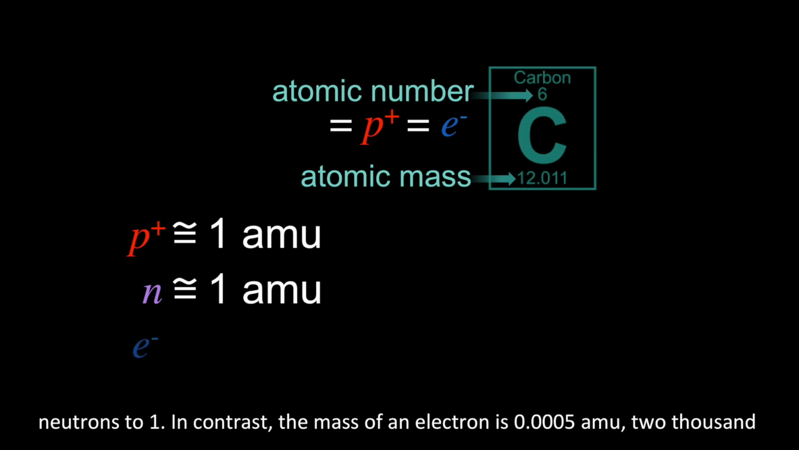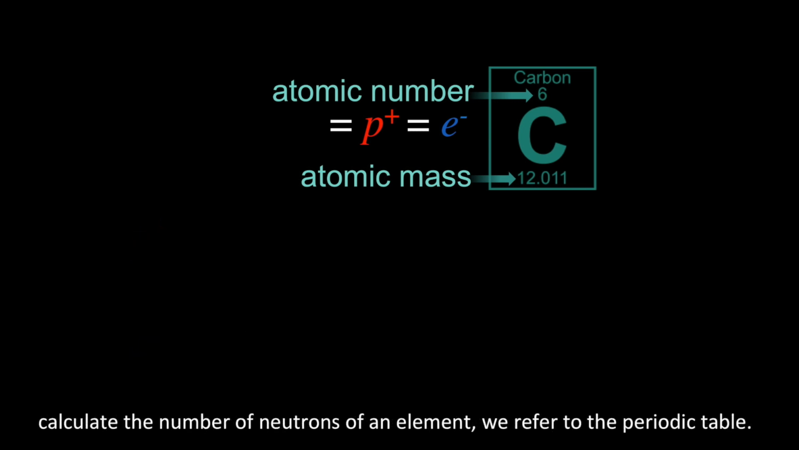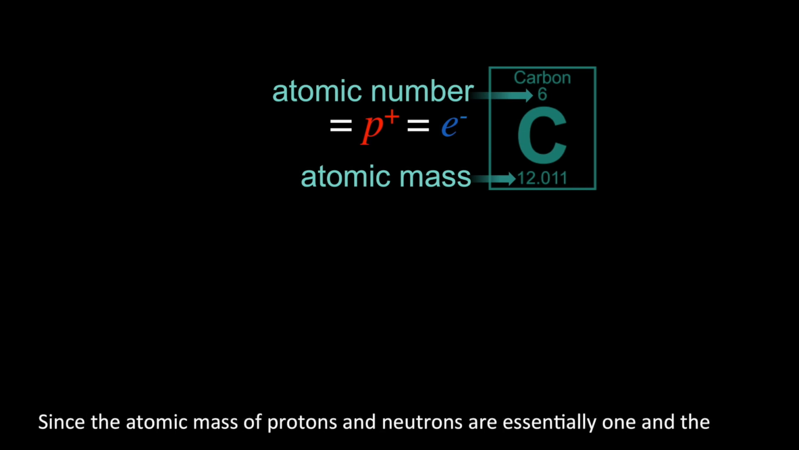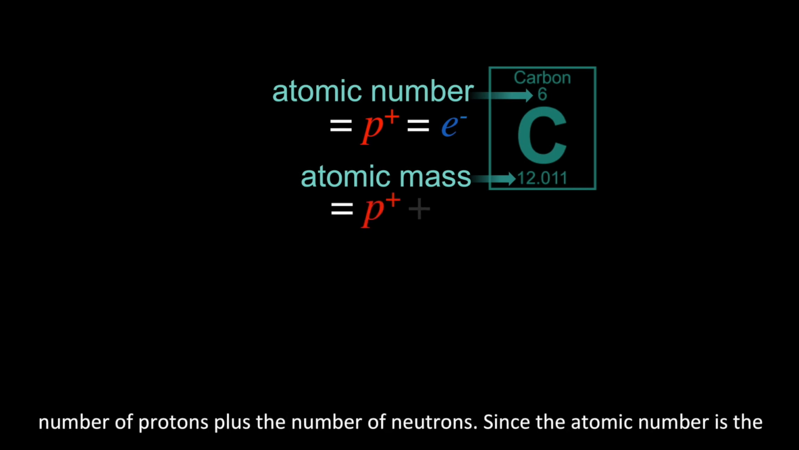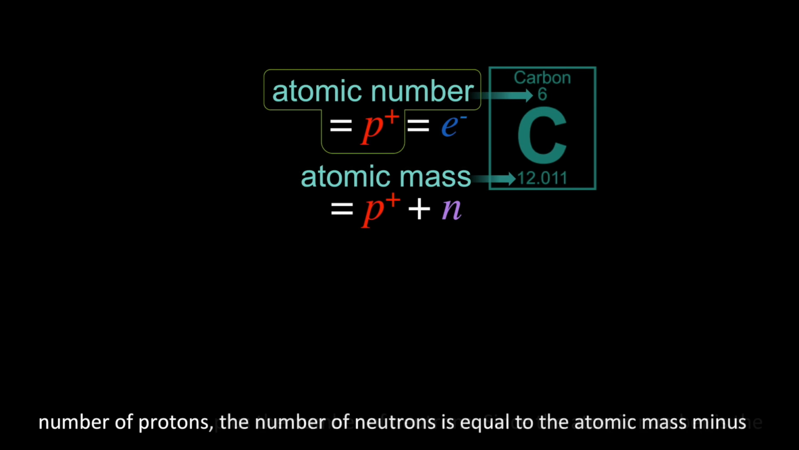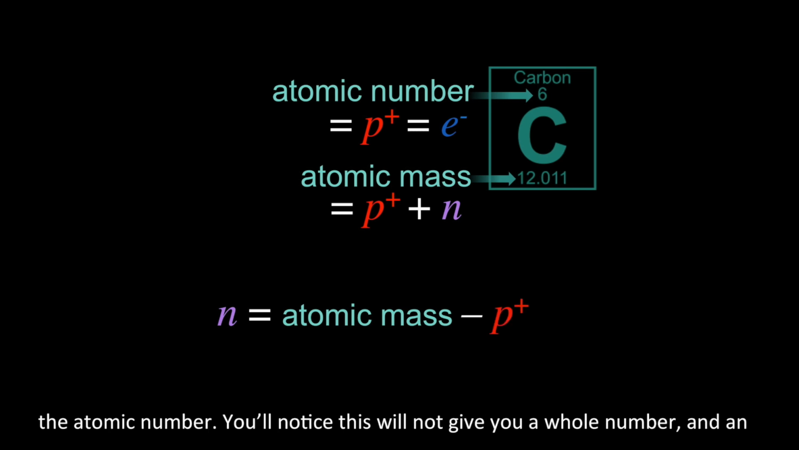In contrast, the mass of an electron is 0.0005 atomic mass units, 2,000 times lighter than protons and neutrons. In other words, virtually massless. To calculate the number of neutrons in an element, we refer to the periodic table. Since the atomic mass of protons and neutrons are essentially 1, and the electrons are virtually massless, the atomic mass of an element is equal to the number of protons plus the number of neutrons. Since the atomic number is the number of protons, the number of neutrons is equal to the atomic mass minus the atomic number.